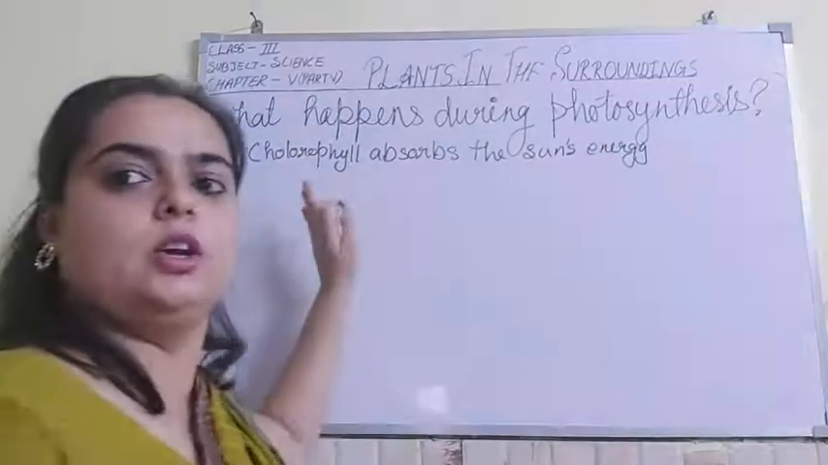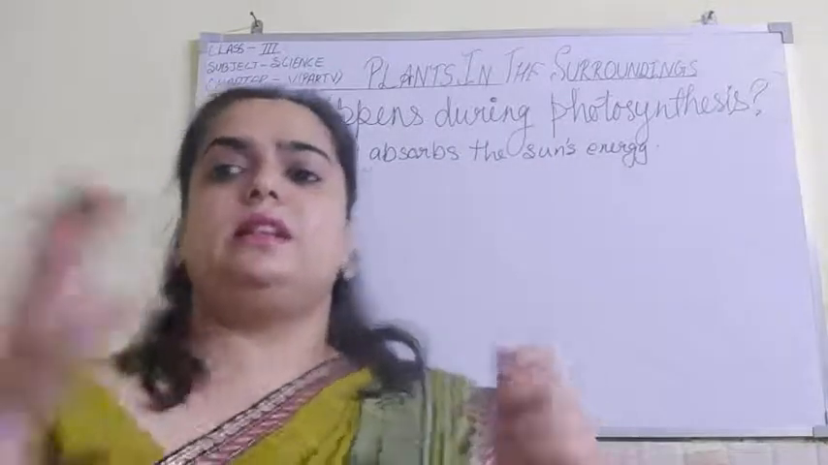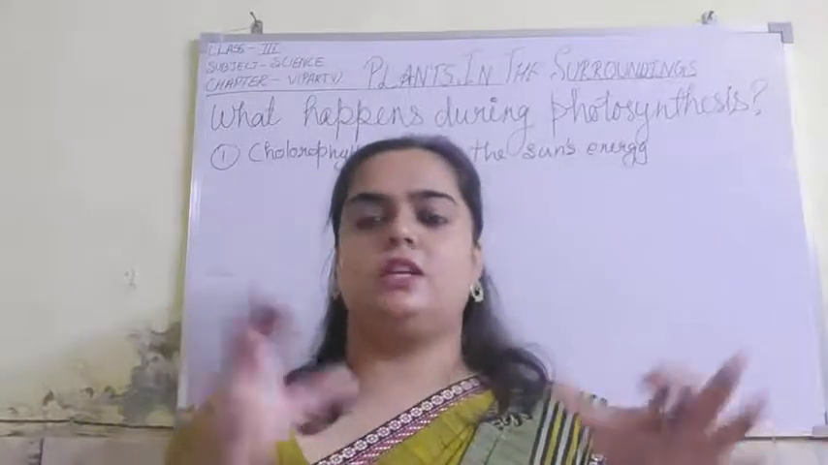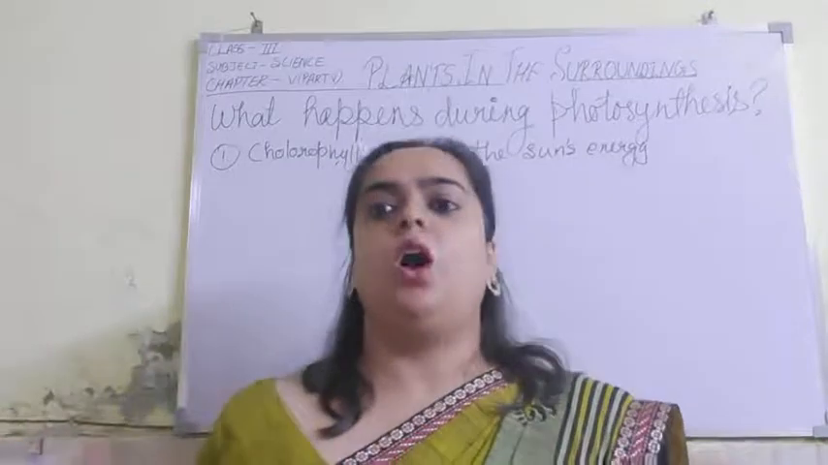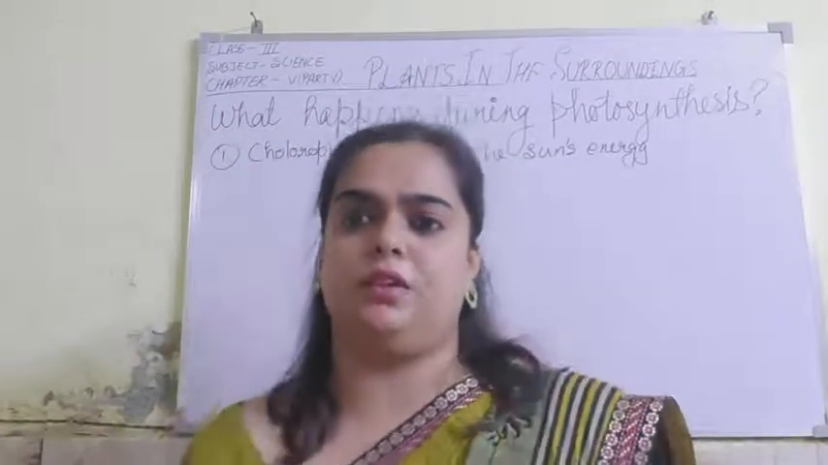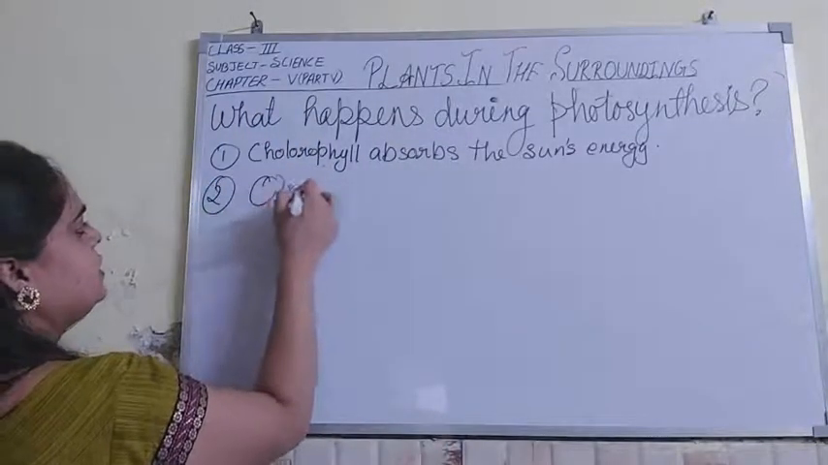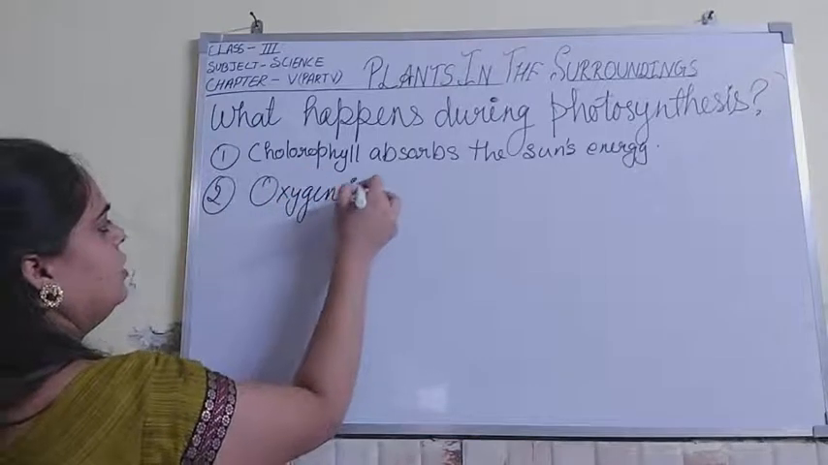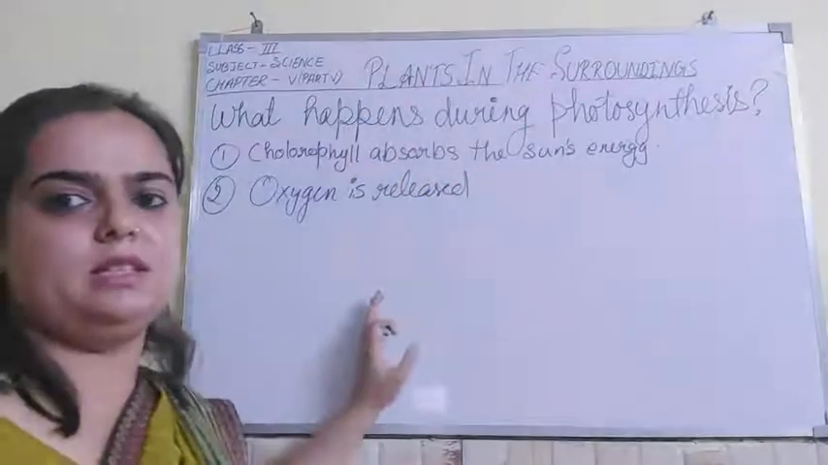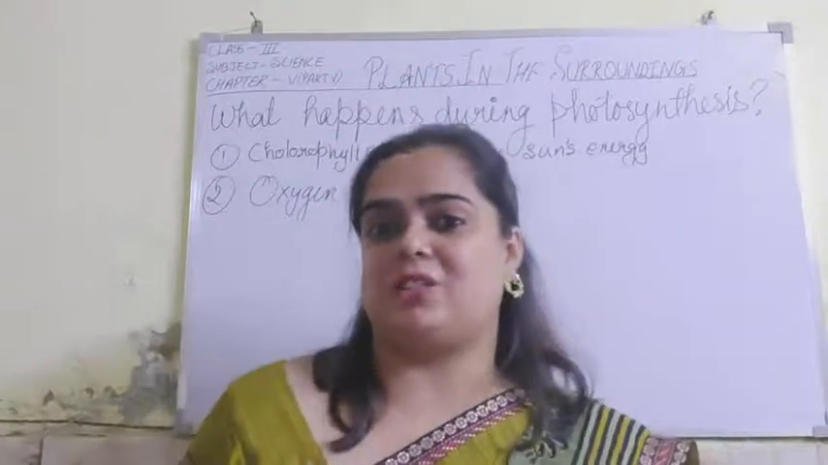The first thing is chlorophyll absorbs the sun's energy. Now, it is this energy that is used to split water molecules into hydrogen and oxygen. Oxygen is released from the leaves into the atmosphere. When photosynthesis takes place, oxygen is released into the atmosphere, and we use that oxygen.